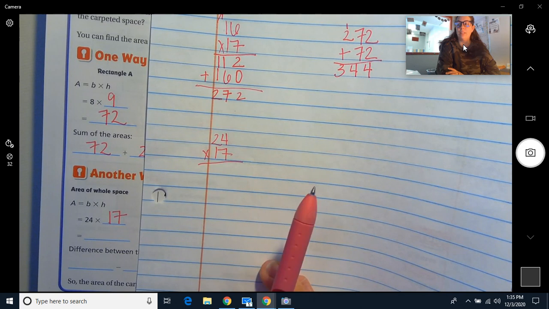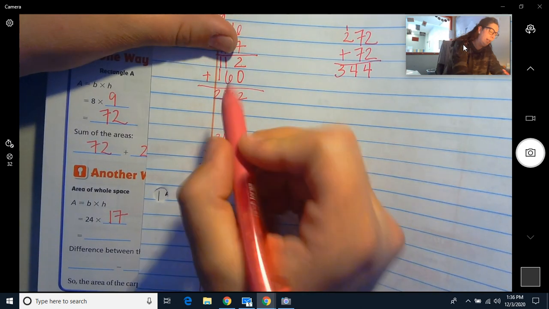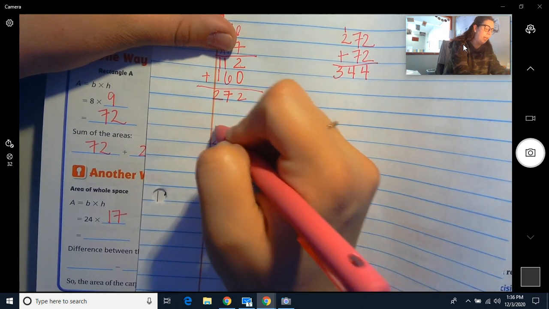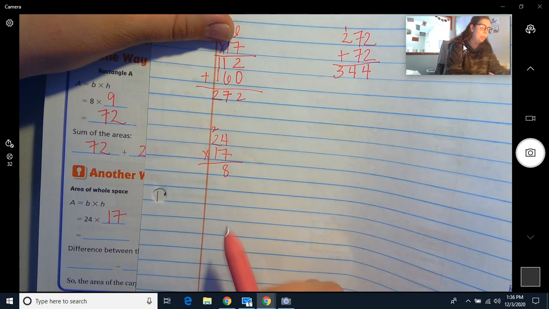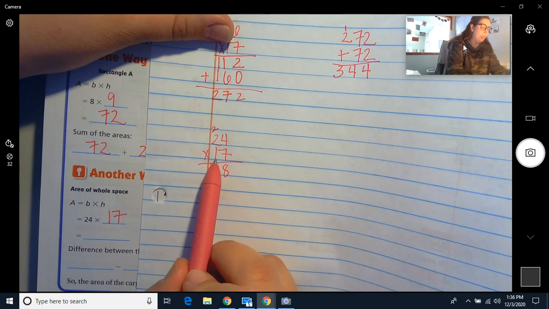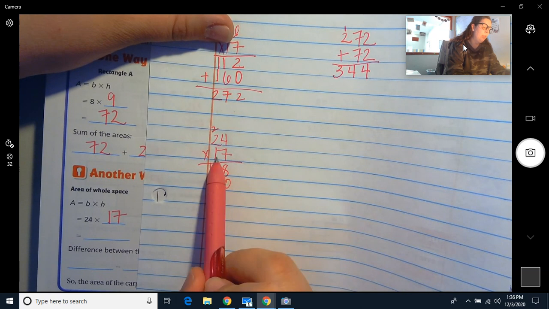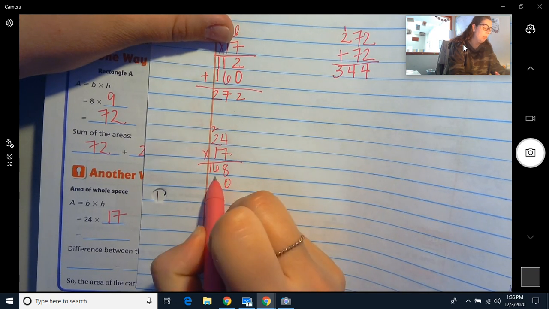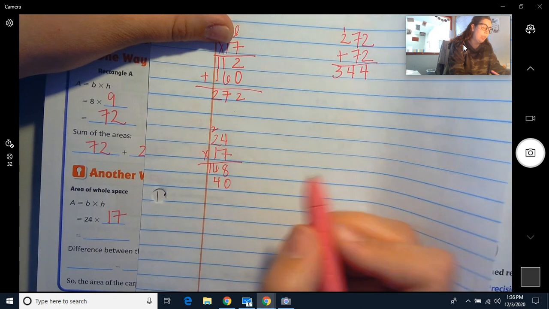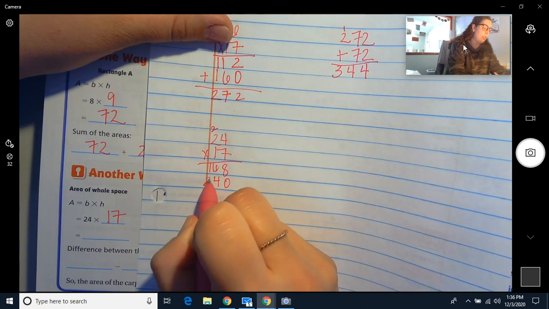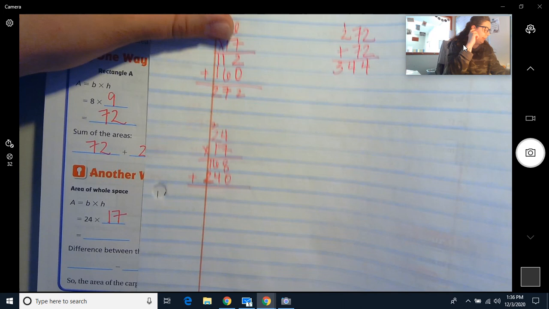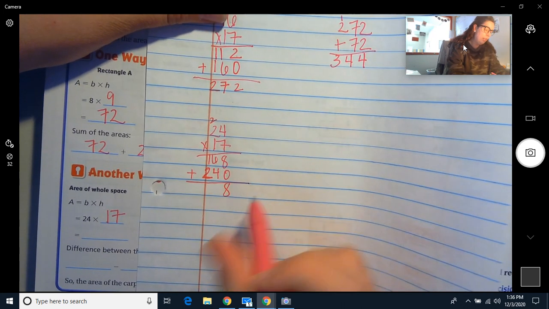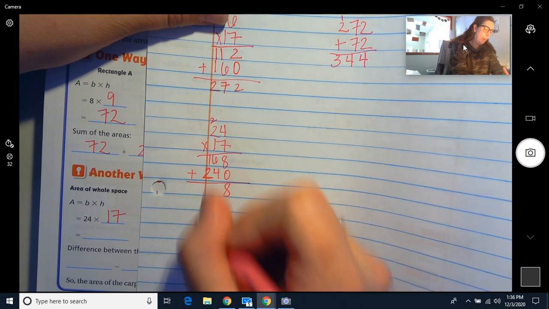7 times 4. What's 7 times 4, Jaylee? 28. Drop my 8, carry my 2. 7 times 2. 14. Plus 2 more? 16. Okay. This 1's in the tens place, so what do I need to do next? Drop a 0. Good job. 1 times 4 is? 4. 1 times 2 is? 2. Then what do I do, Jaylee? You add them together. I got 8 plus 0. What's 8 plus 0? 8. Okay. 6 plus 4? 10.